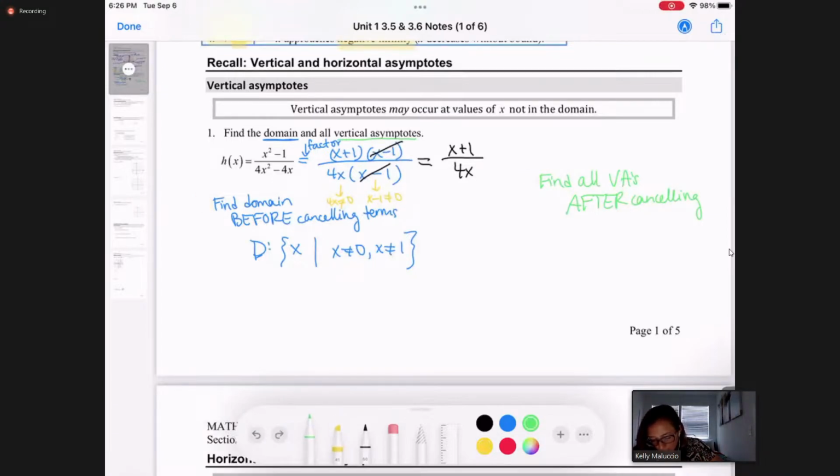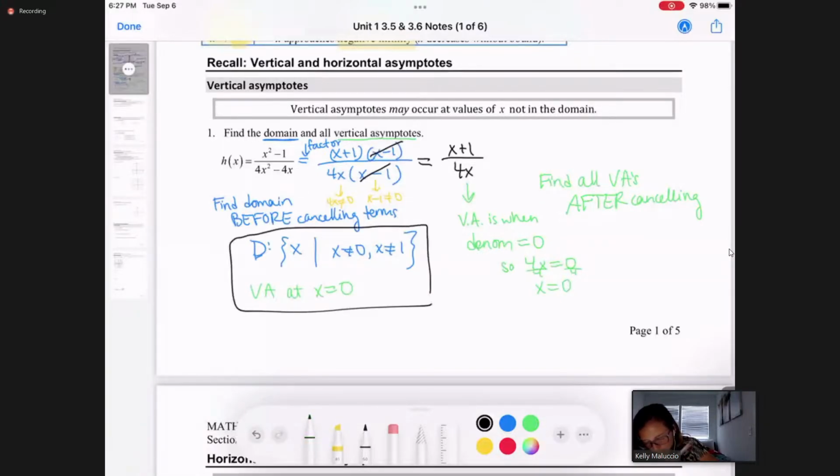Right? So now we can take a look at this and we can say the vertical asymptote is when the denominator equals 0. And so 4x equals 0, x equals 0, right? Because we can just divide by 4 and get that. Okay, so then I'll leave my other answer here, VA at x equals 0. And these are our answers for that problem.